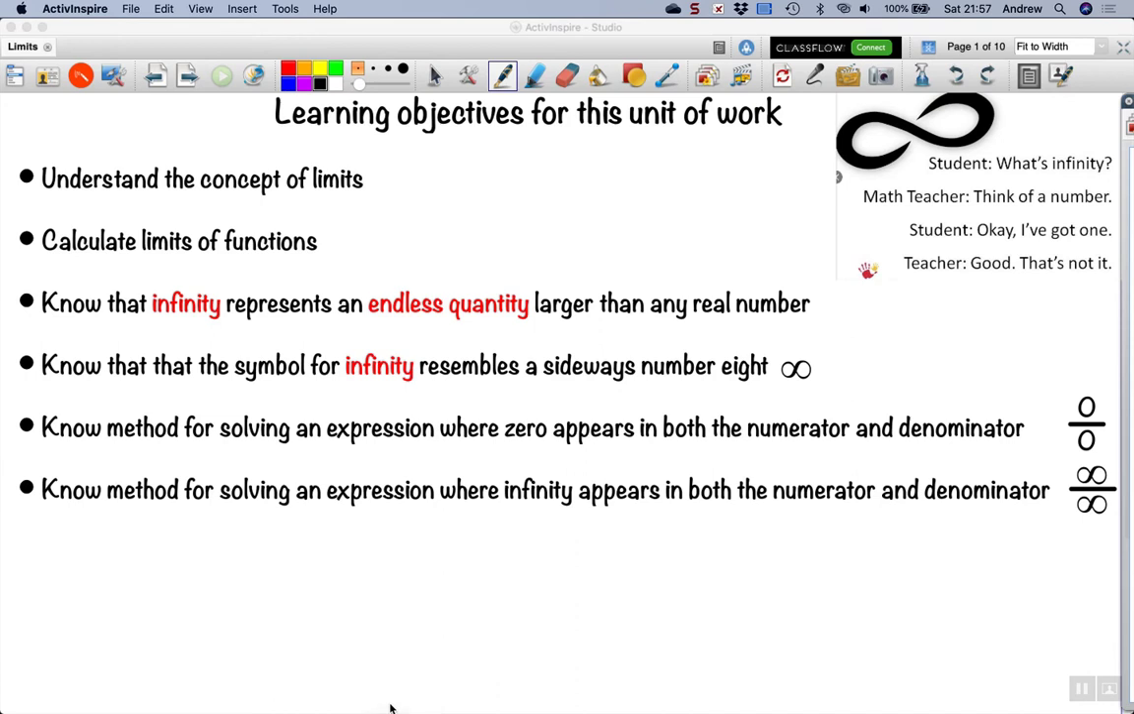These are learning objectives for the next few lessons of work. This is the first video of two. You need to copy down all these learning objectives into your copy. The best thing to do would be to pause the video at this stage and copy these down.